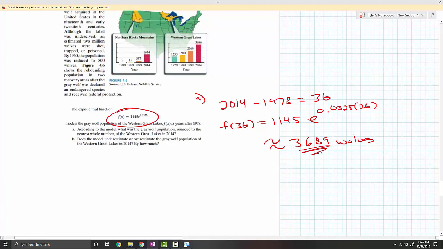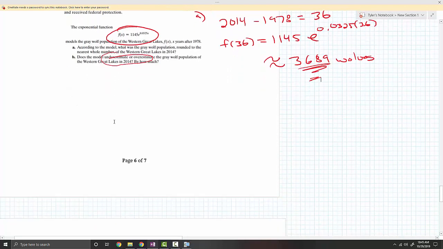And then part B is asking about underestimating or overestimating using the table or the chart here. So in 2014 for the Western Great Lakes, we have 3,686 wolves. So it's easy to see that our model overestimated by 3, because if you subtract those, you get 3. We have 3 additional wolves, which is a pretty good model. 3 over is not bad.